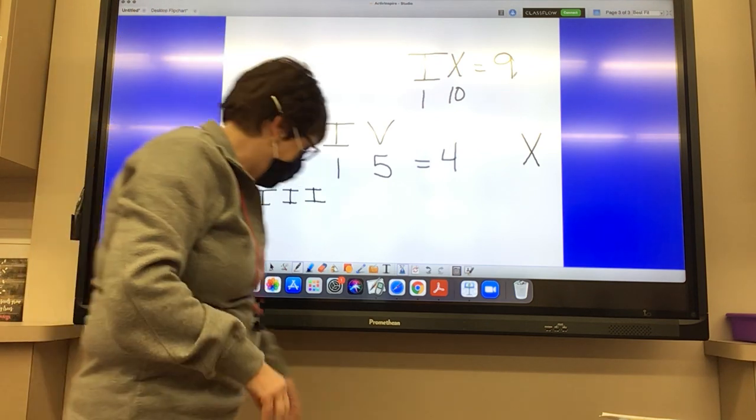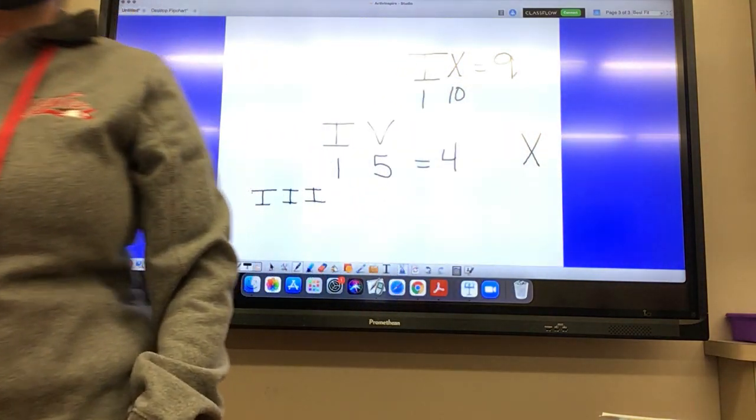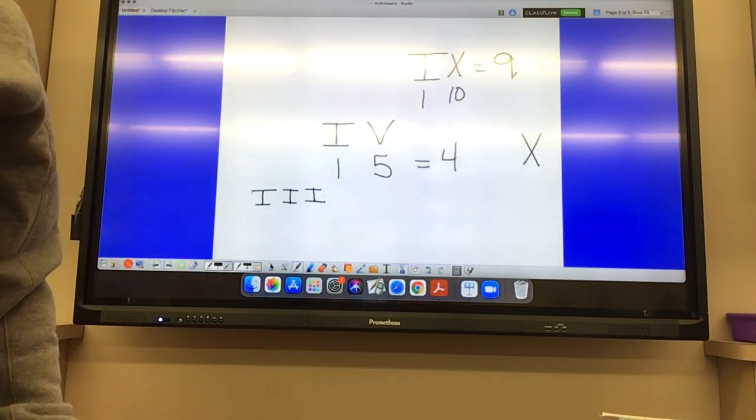Oh, I didn't put it in the right magnetic spot. Okay, so there you go. Okay, so boys and girls, so that is that story. So here.